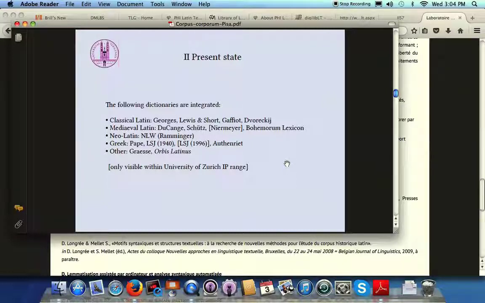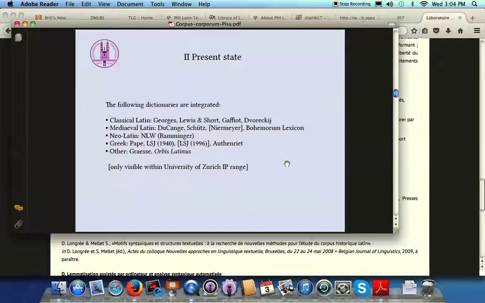Unfortunately, we don't have one for Latin-Italian for the simple reason that I have not yet found a text file, an OCR text file, of a large Latin-Italian dictionary. If any of you have one and it's freely available, I'm very glad to add it.